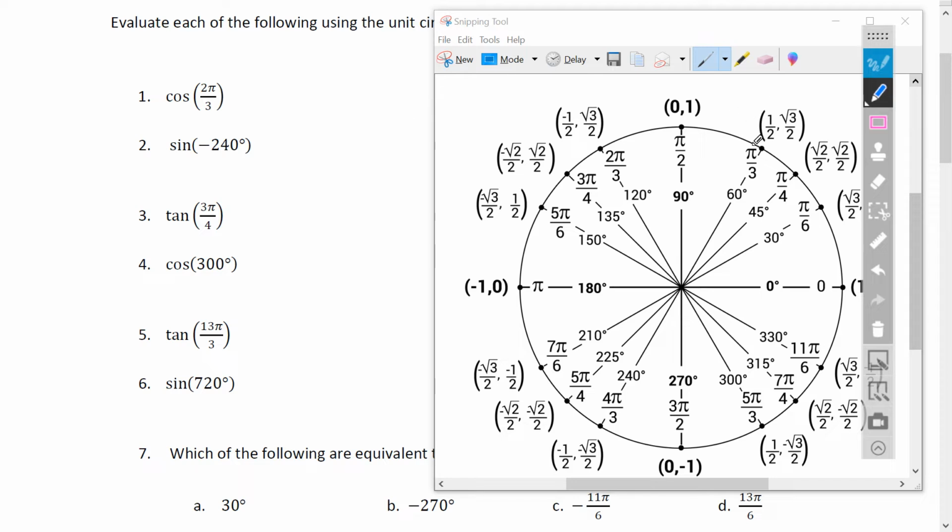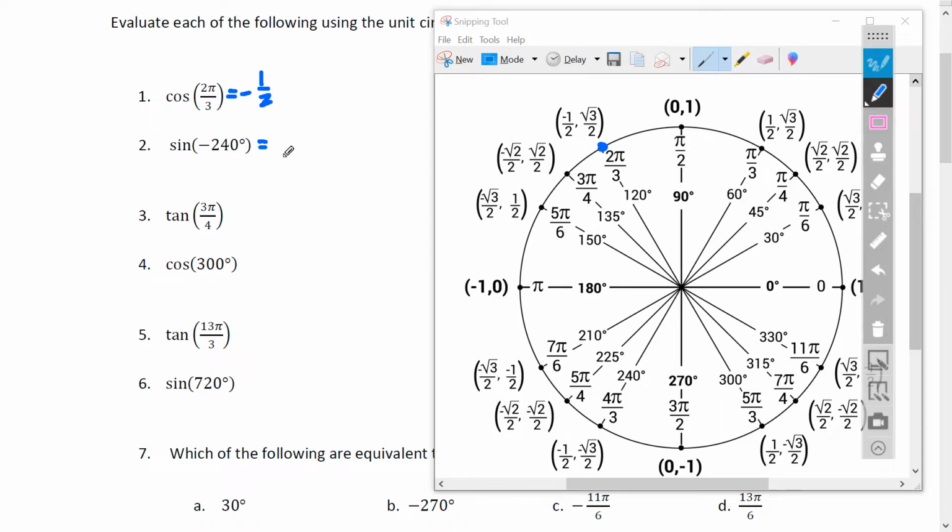Okay, good morning, everybody. We are going to take a look at the Chapter 12 review here. The first section we are evaluating using the unit circle. So cosine of 2 pi over 3. 2 pi over 3 is right here. Cosine of this angle, the x-coordinate, negative 1/2.